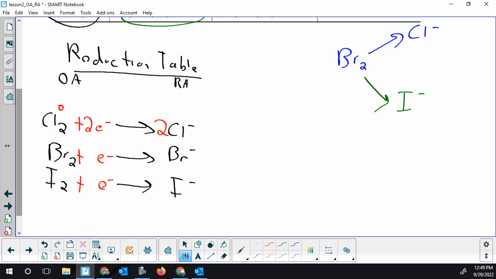And all of these half reactions follow that same pattern in this particular example. 2 bromines, so we need 2 bromides. It's 0 to -1. So 1 electron for every bromine atom, there's 2 of them. So the 2 electrons covers the 2 gaining. Iodine, same thing.